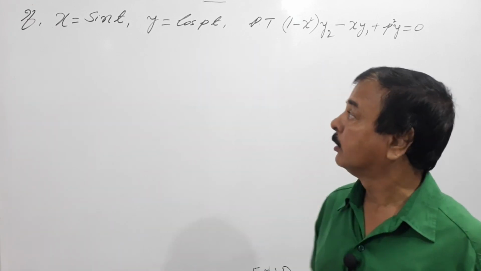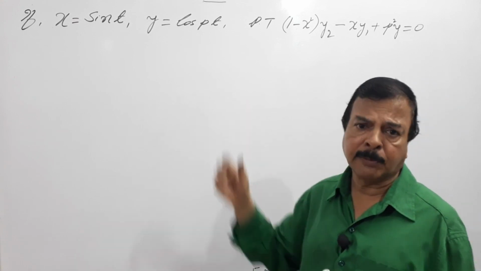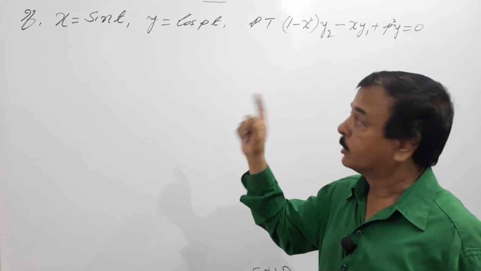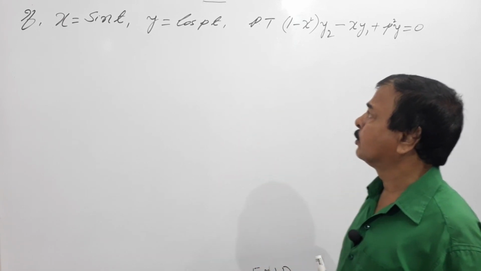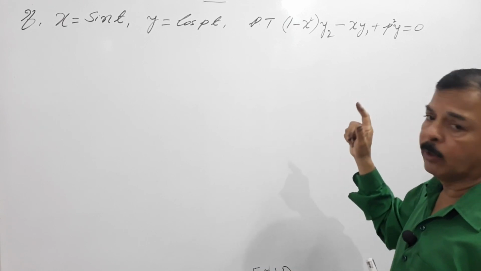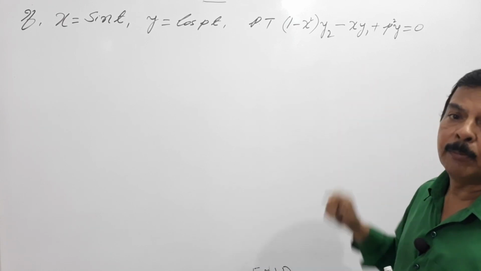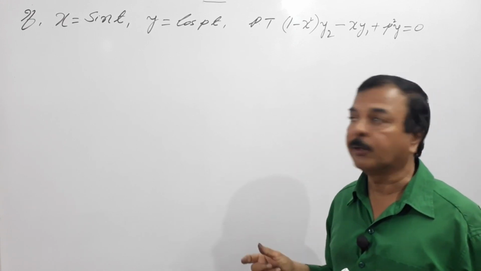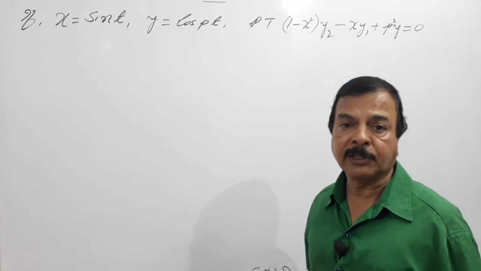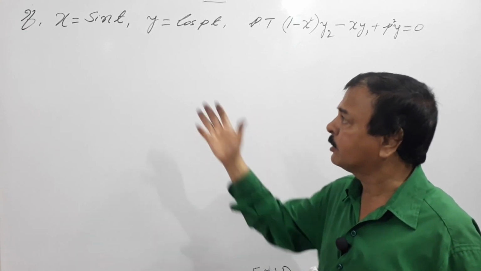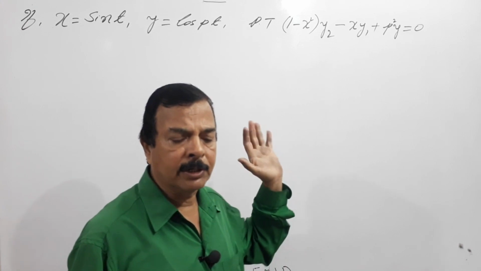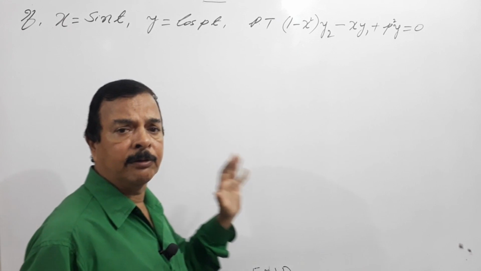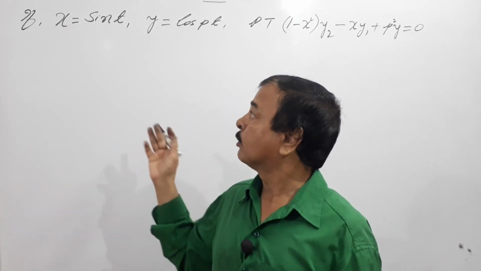So dear students, we have a problem. This is also an examination problem. If x equals sin t and y equals cos pt, prove that 1 minus x square into y2 minus xy1 plus p square y equals 0. So this is a parametric function. So let us do the problem. Very simple, it's quite similar to the previous problem. I'll use a small trick here to solve this problem.